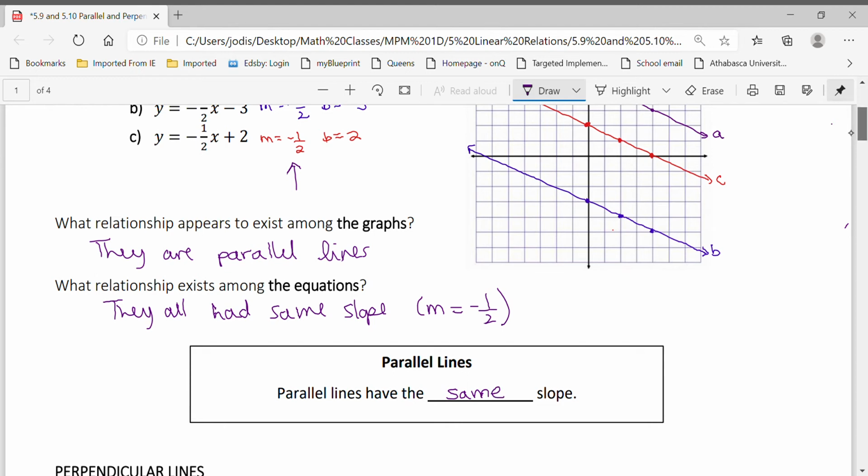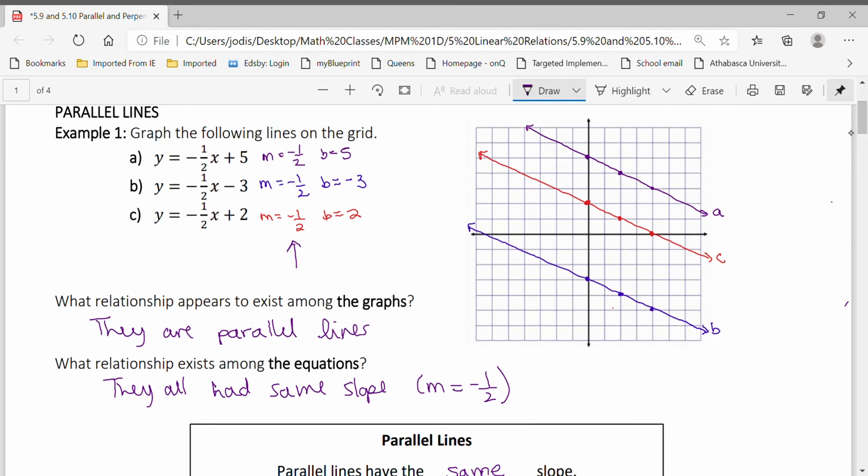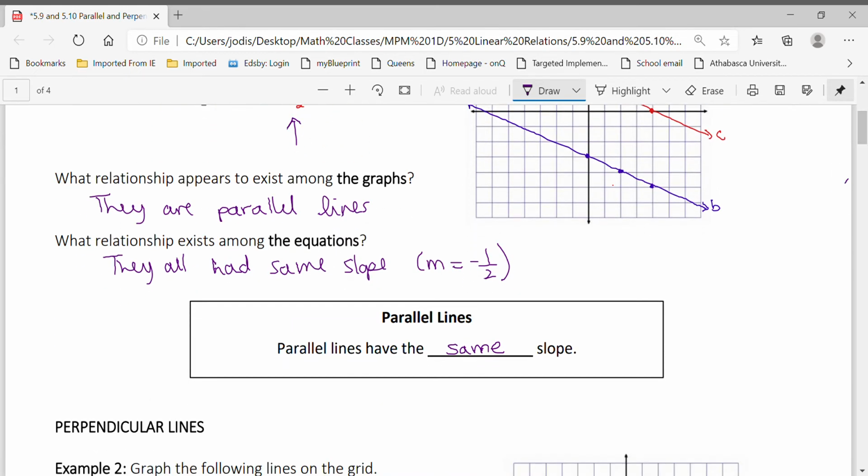And that's how we can recognize them, whether it's in a graph and we can find the rise over the run and get the slope, or if we're given the equation, we can just take a look at what m is to tell that they're parallel lines. The other thing that you should know, the symbol for parallel lines is just two parallel lines.